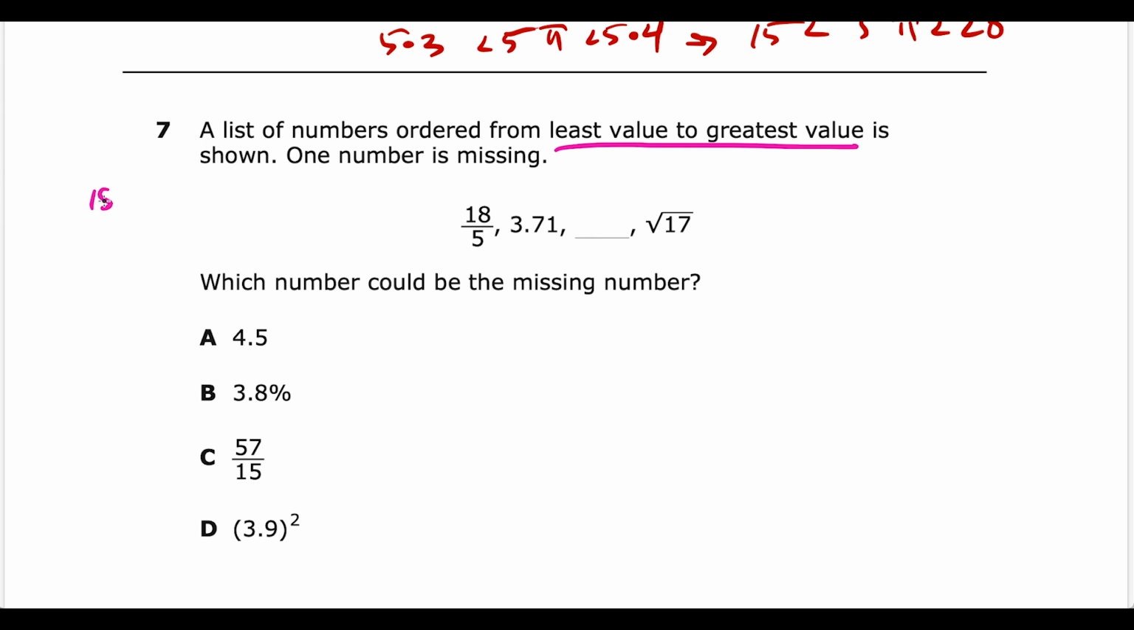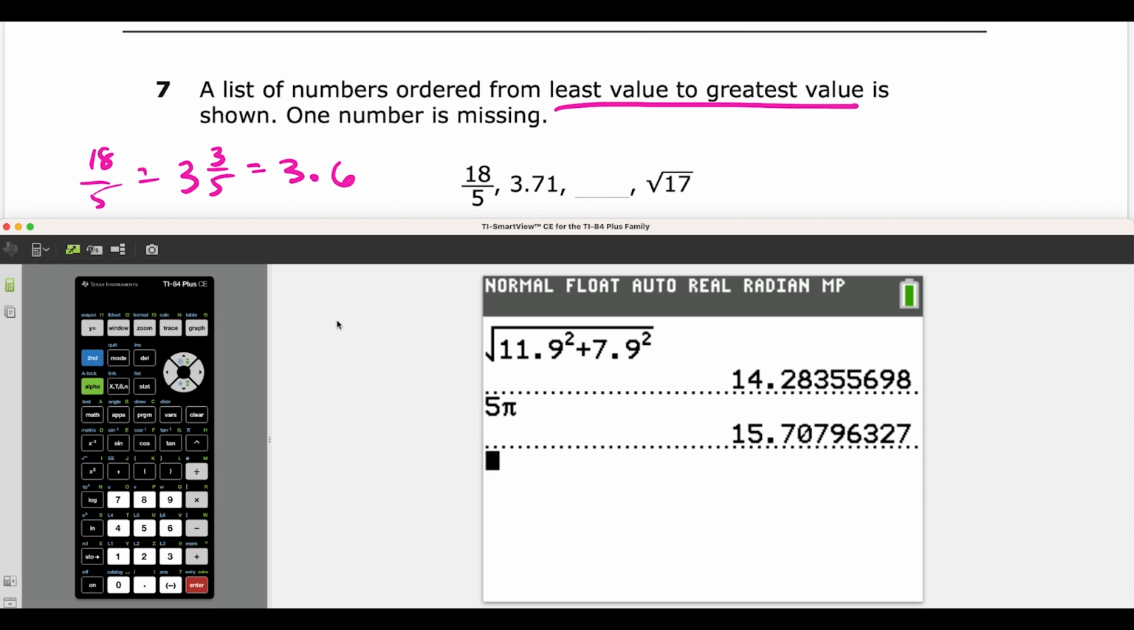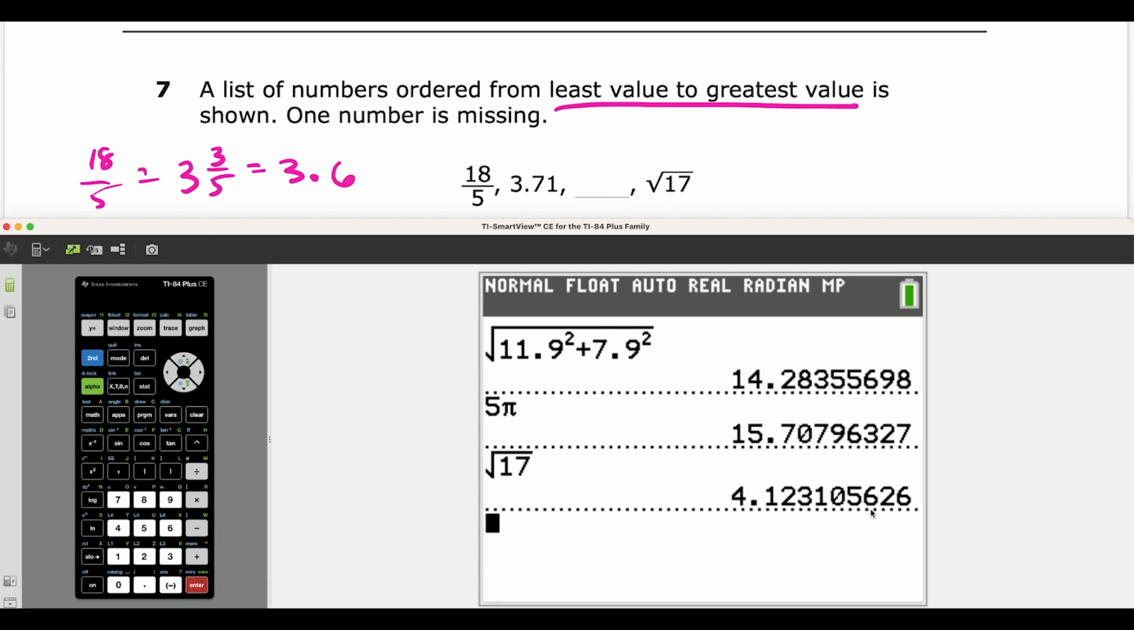If we were to reduce that, this is going to be equal to 3 3/5, which is the same thing as 3.6. But remember, they already told us that this is going in order from least to greatest. So what we want to find here is a number that's greater than 3.71, but less than the square root of 17. Now the square root of 17 is only a little bit more than 4 because the square root of 16 is equal to 4. So if we look at this decimal here, this will give us something to aim for.